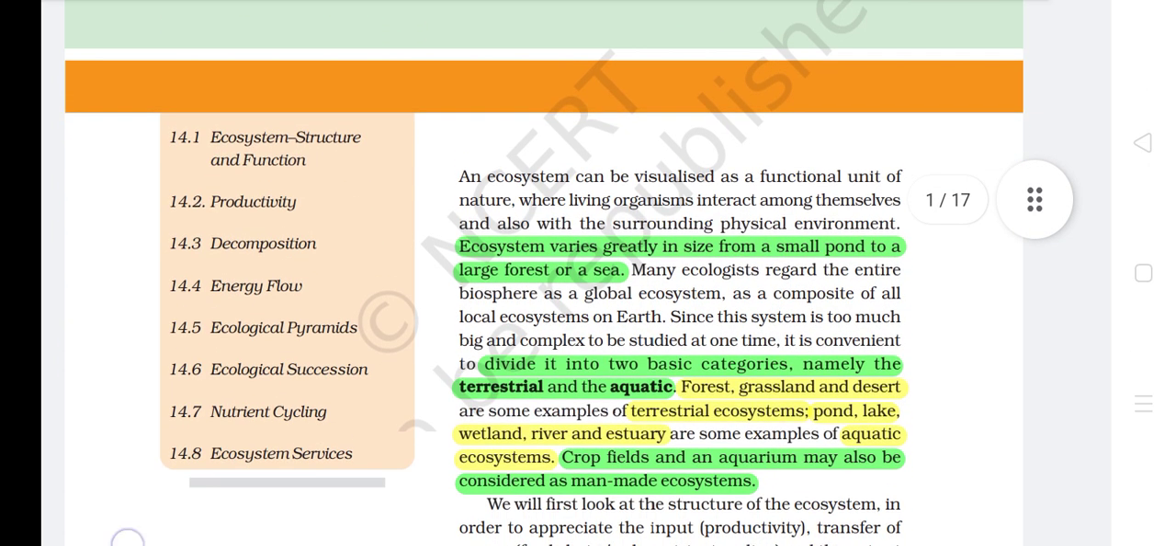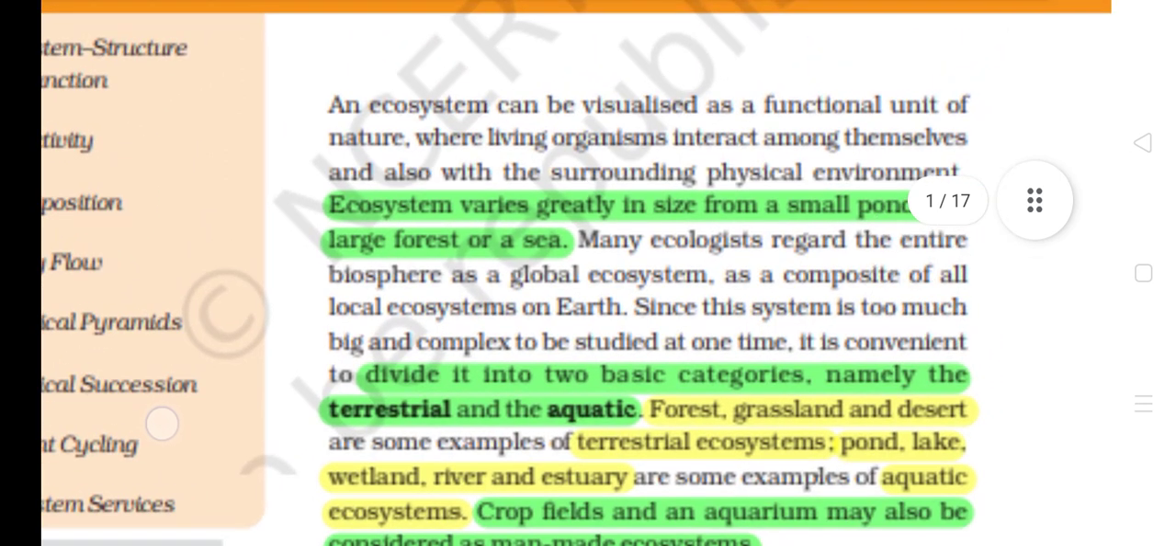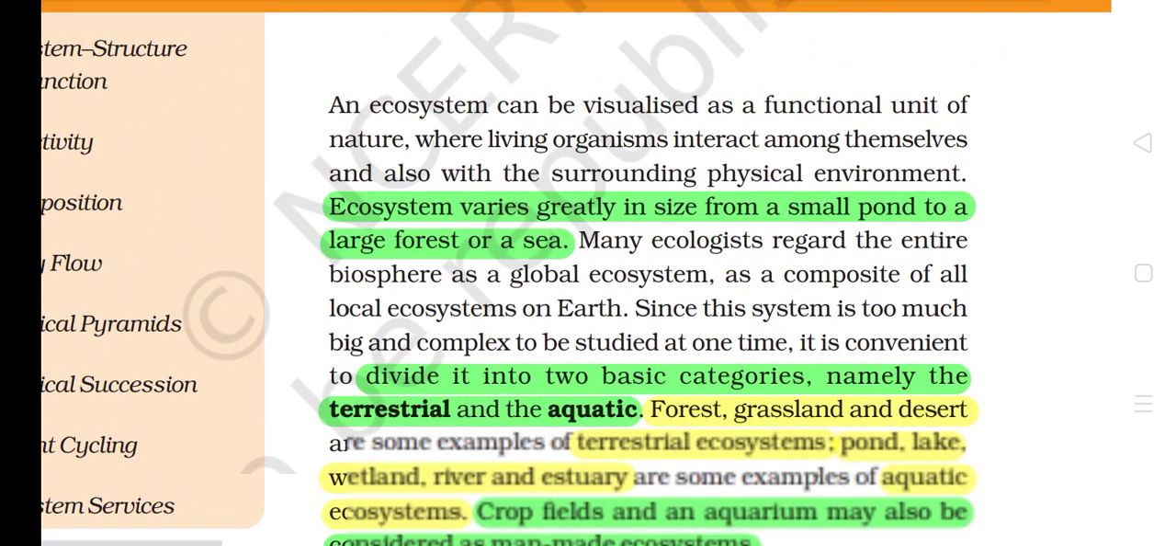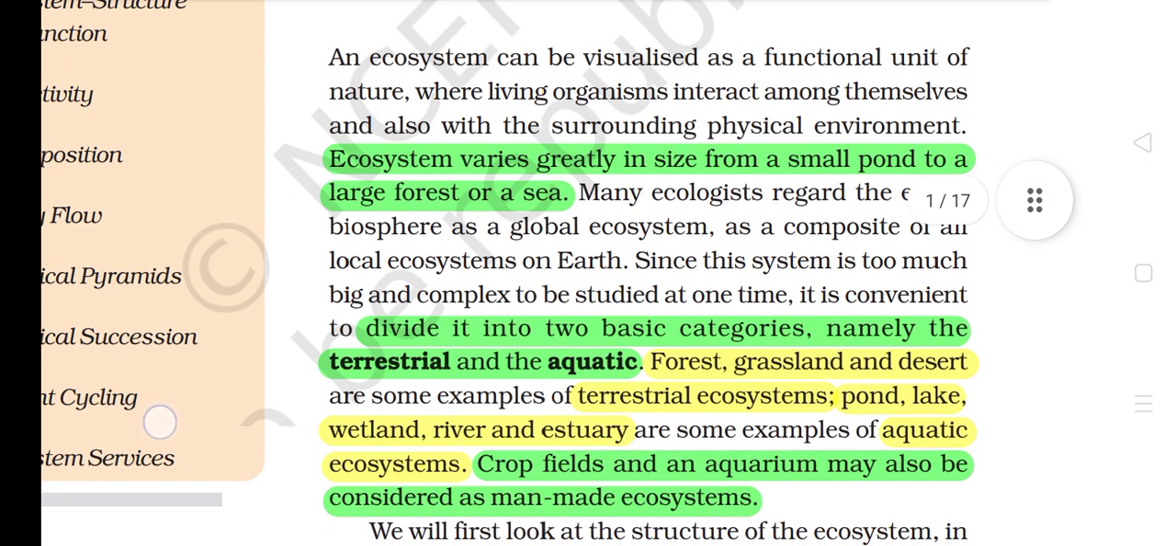An ecosystem can be visualized as a functional unit of nature where living organisms interact among themselves and also with the surrounding physical environment. Ecosystems vary greatly in size from a small pond to a large forest or a sea. Many ecologists regard the entire biosphere as a global ecosystem, a composite of all ecosystems on Earth. Since this system is too big and complex to be studied at one time, it is convenient to divide it into two basic categories, namely the terrestrial and the aquatic.